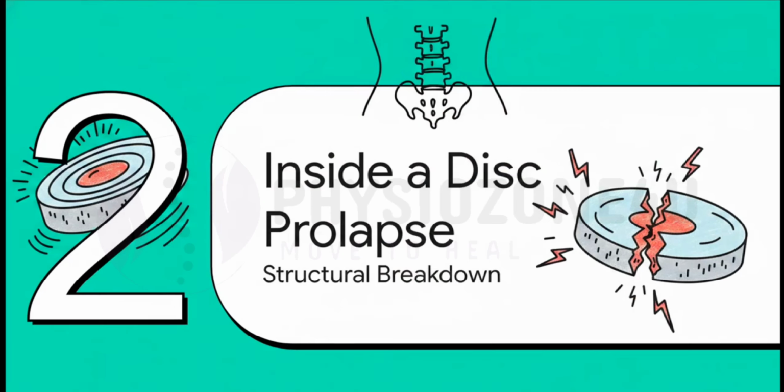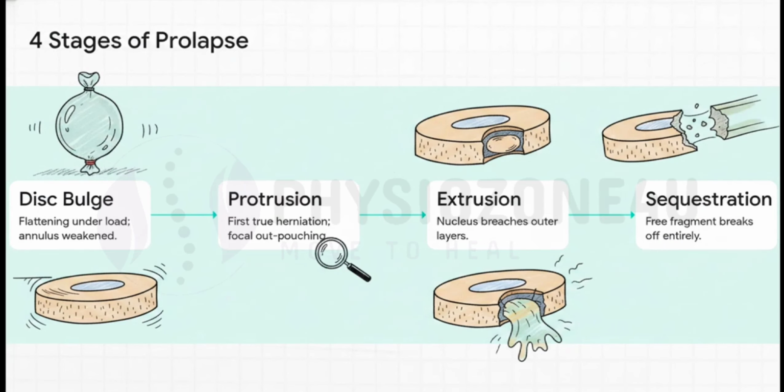Moving on to Section 2. Inside a disc prolapse, a structural breakdown. Let's see how a mechanical failure, specifically the incredibly common disc prolapse, actually builds up, ruptures, and triggers all that pain. So, let's track the physical progression of a herniation step by step. Stage 1 is the disc bulge. This is where the disc flattens under a heavy load, but that tough outer wall remains intact.